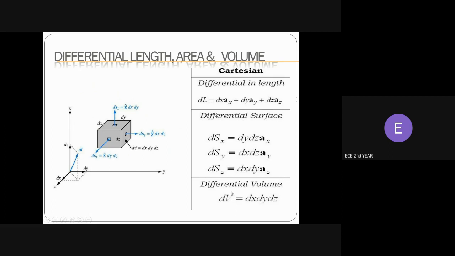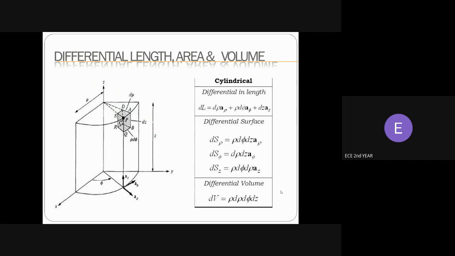And finally, the differential volume dv can be found by multiplying the differential lengths in all the directions, that is dx, dy, and dz. Right?